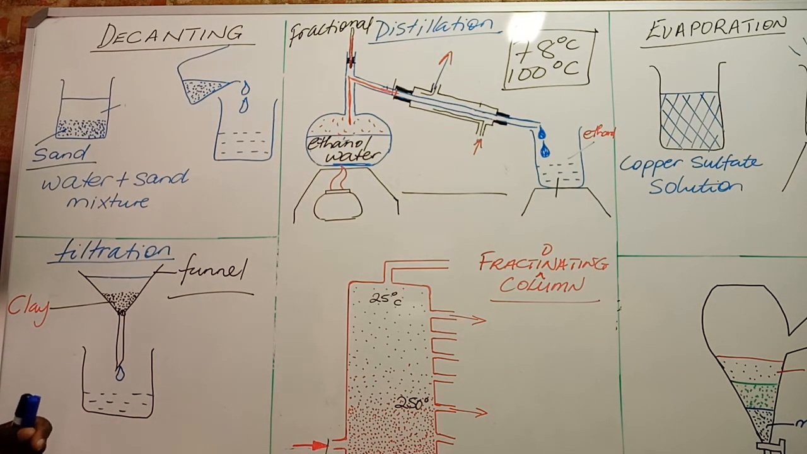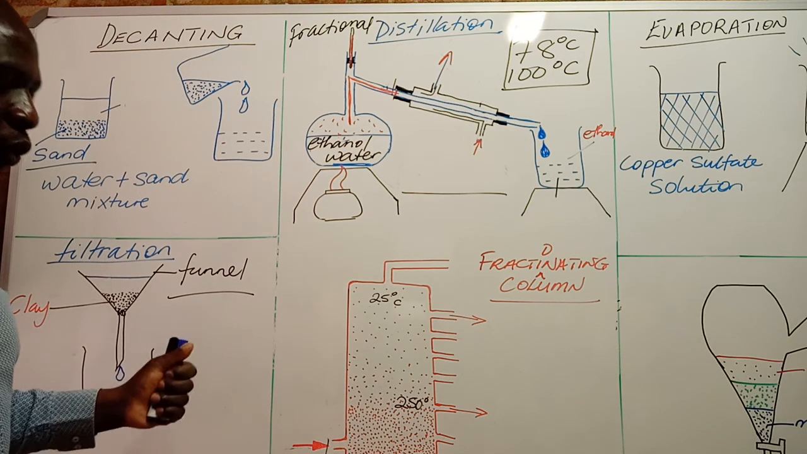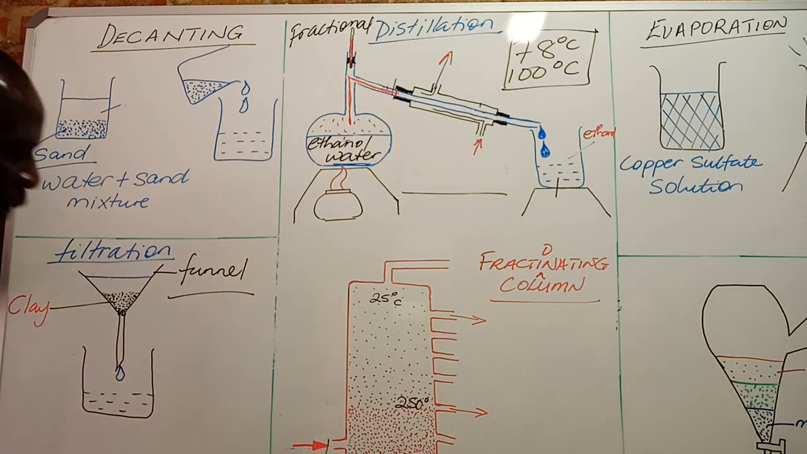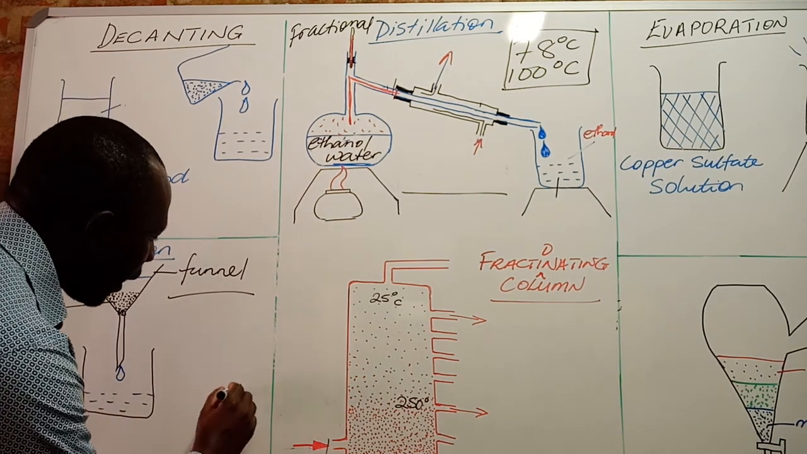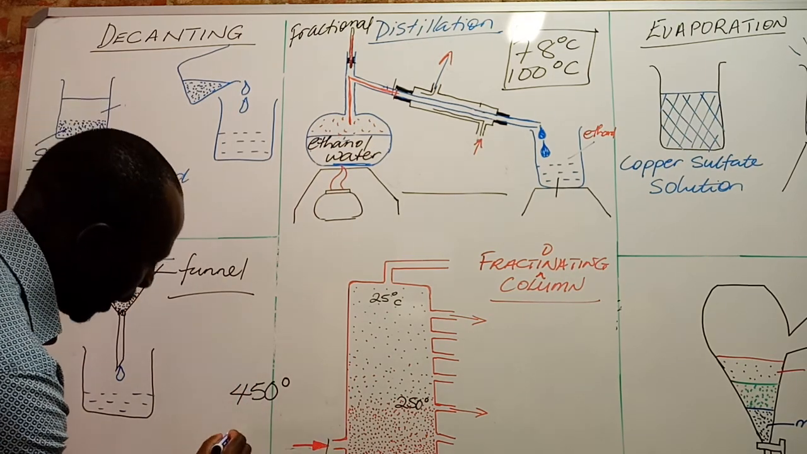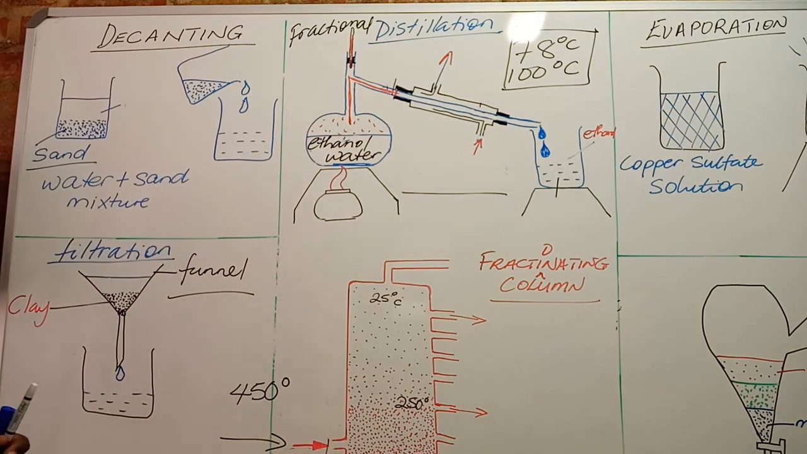Now, diesel and petrol is extracted from crude oil. So what happens is crude oil is burnt until it reaches a temperature of 450 degrees Celsius. So at a temperature of 450 degrees Celsius, the crude oil is pumped into a fractionating column.